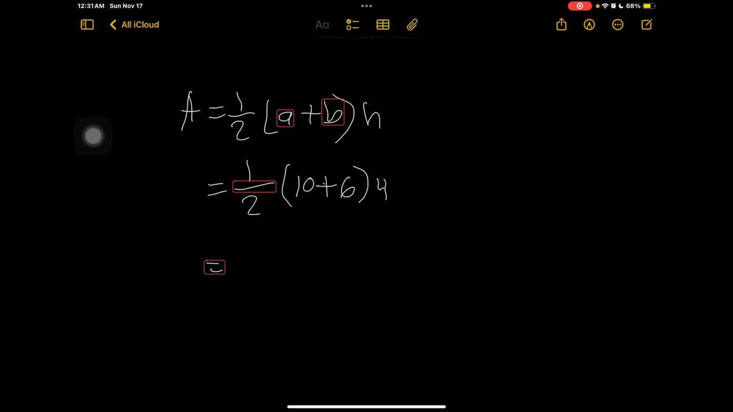So 10 plus 6 is equal to 16, and half of 16 is 8. So 8 multiplied by 4 is 32 meter squared. So this is our area of the trapezoid.